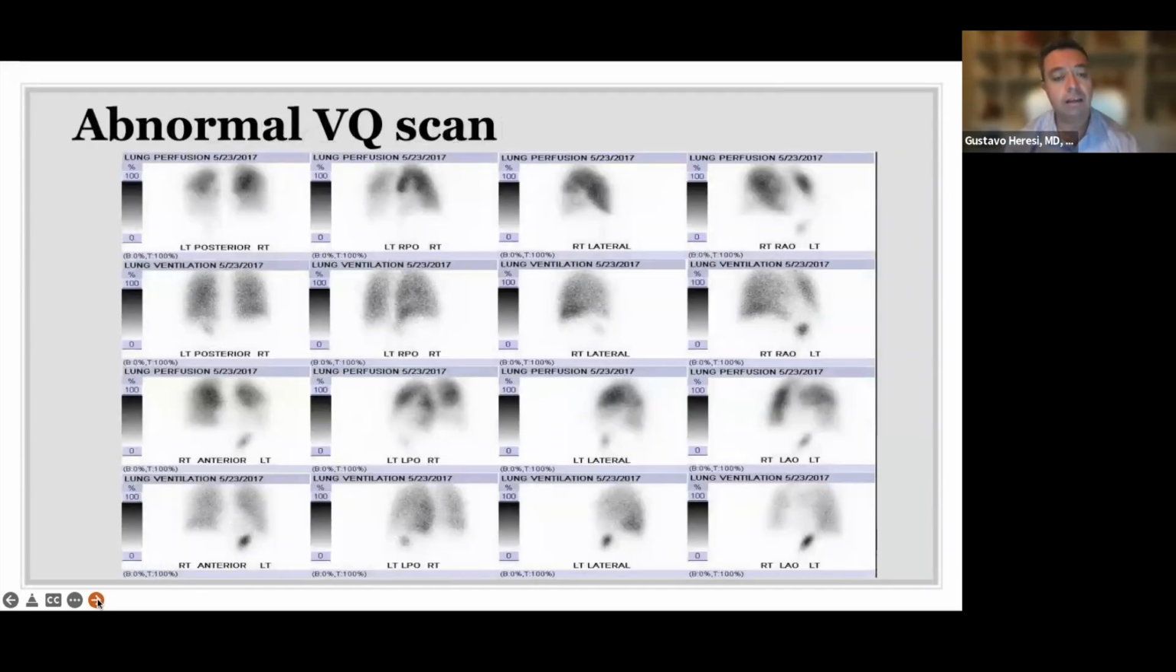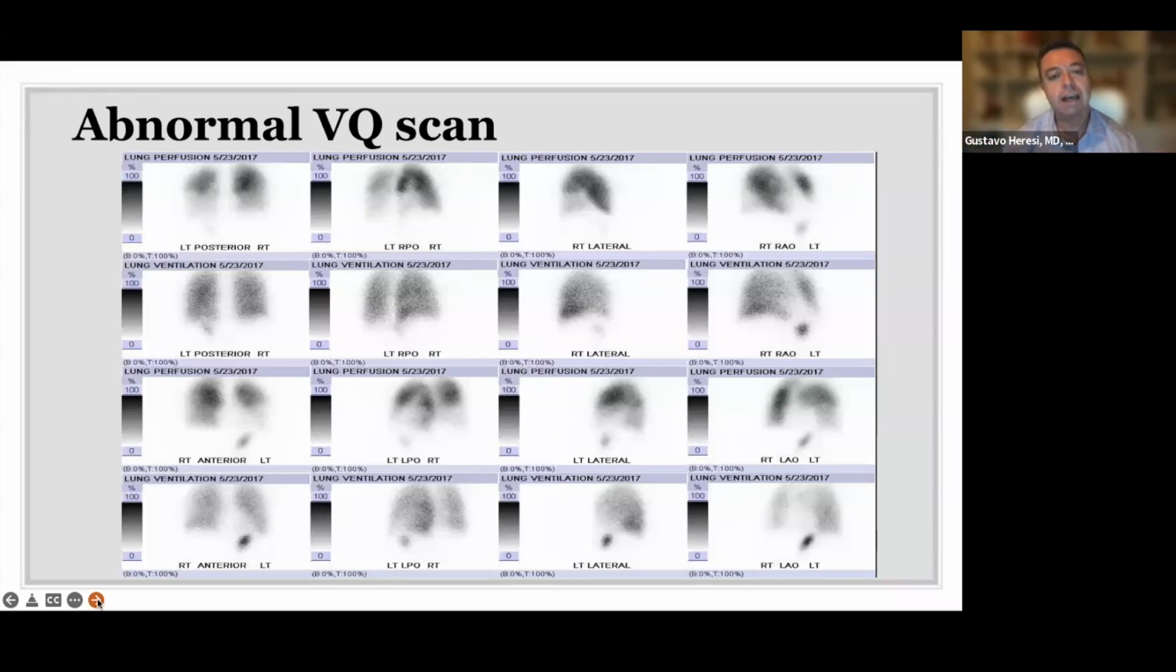On the other hand, and again, you really need to know exactly what I'm showing you, this is an example of an abnormal test. And in this case, I'm showing you both the ventilation part and the perfusion part. And if you look carefully in the first row, for example, you see an area of whiteness without perfusion.